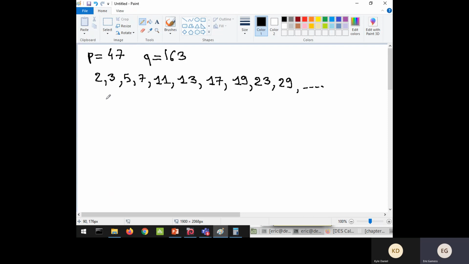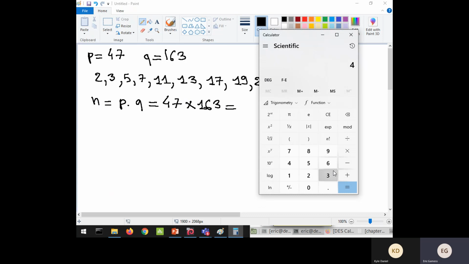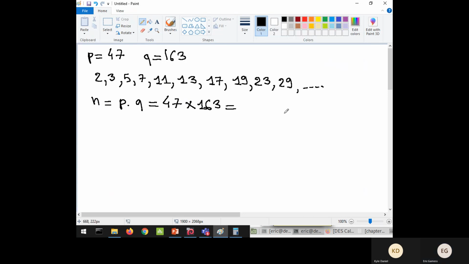So I need to compute the modulus n. N is the first prime number times the second prime number. So 43 times 163. 43 times 163 is 7,009.